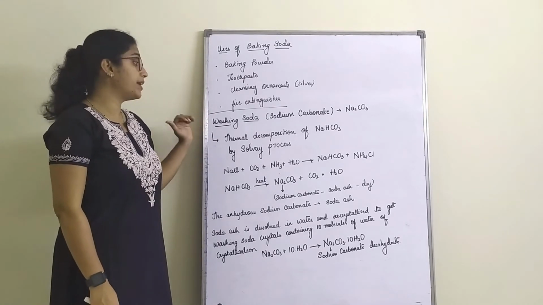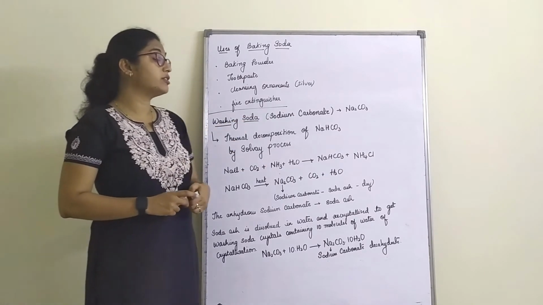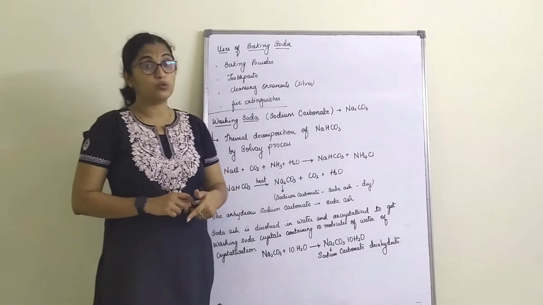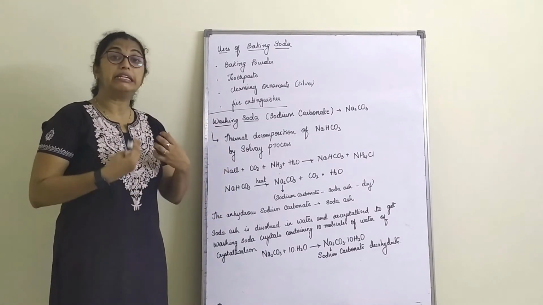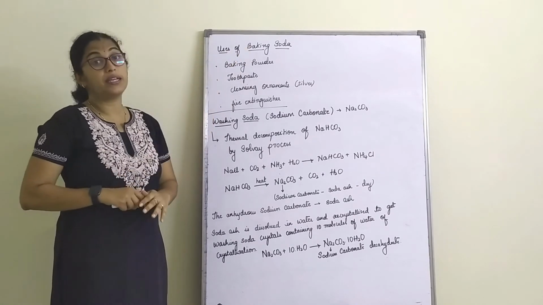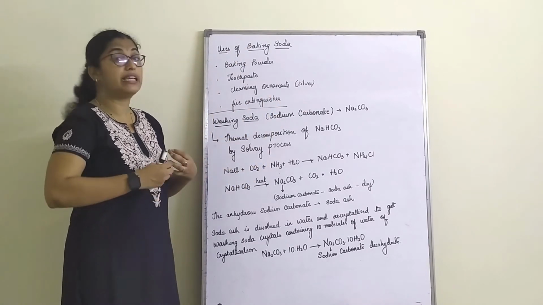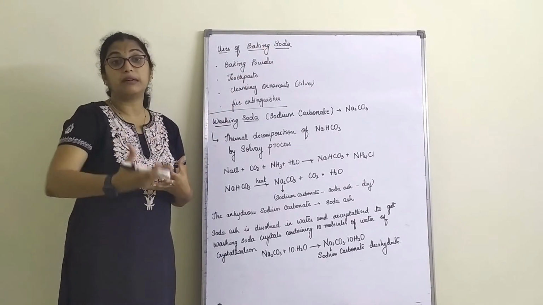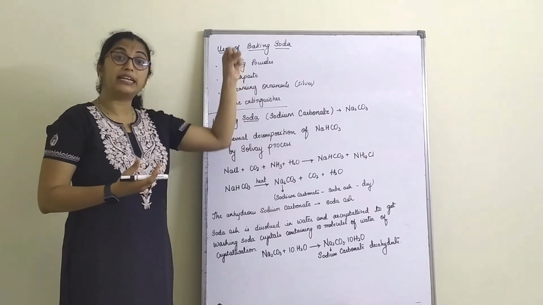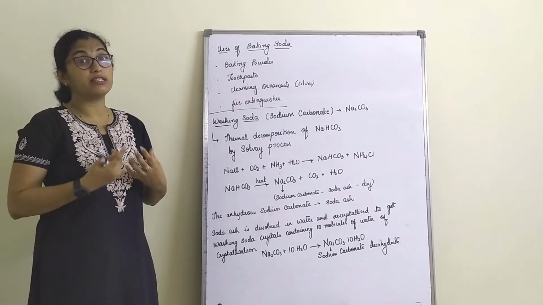We'll move to the next one, washing soda, which is called sodium carbonate, whose formula we write as Na2CO3. Now, sodium carbonate is prepared by decomposition of sodium bicarbonate. We saw that when we heat sodium bicarbonate, what happens? It decomposes into sodium carbonate, and carbon dioxide gas is also released. So that is how it is produced.